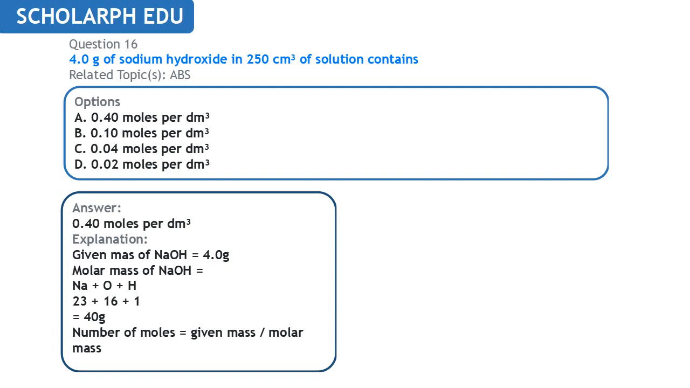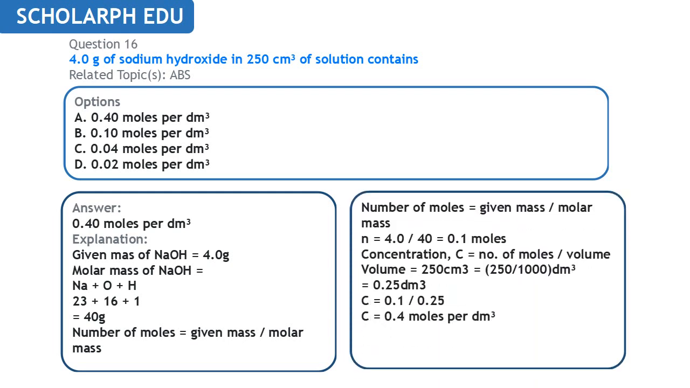The number of moles is going to be the given mass here, which is 4.0, divided by the molar mass. So you need to calculate the molar mass of sodium hydroxide, chemical formula NaOH. The molar mass is going to be the sum of the atomic masses of the atoms that you have here: sodium plus oxygen plus hydrogen, 23 plus 16 plus 1, and this is 40 grams. That is the molar mass of sodium hydroxide. The number of moles is the given mass, 4.0, divided by the molar mass, 40. So we have 4 divided by 40, and that is 0.1 moles. So this is the number of moles.